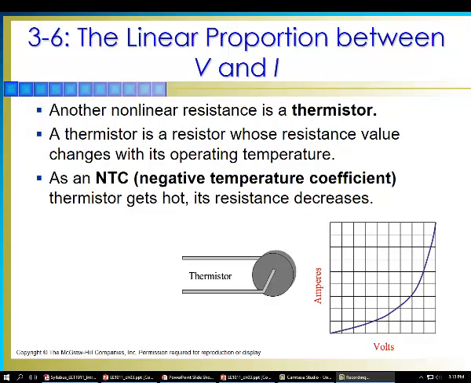Another nonlinear resistance is the thermistor. A thermistor is a resistor whose resistance value changes with its operating temperature. I guess the name is coming from thermal. So this type of resistor changes its value. In other words, they have more resistance or less resistance depending on the temperature that they've been exposed to.